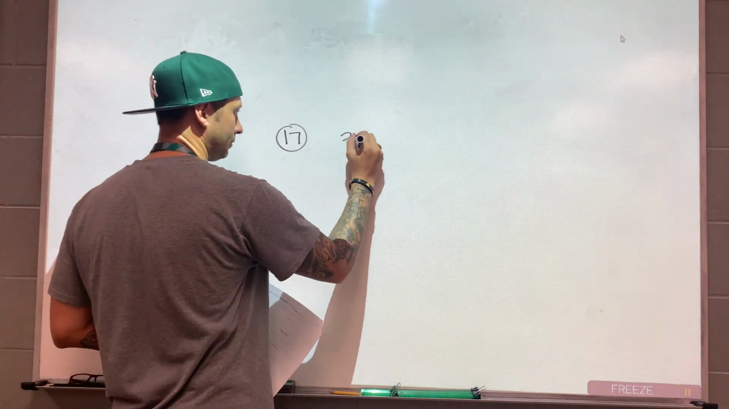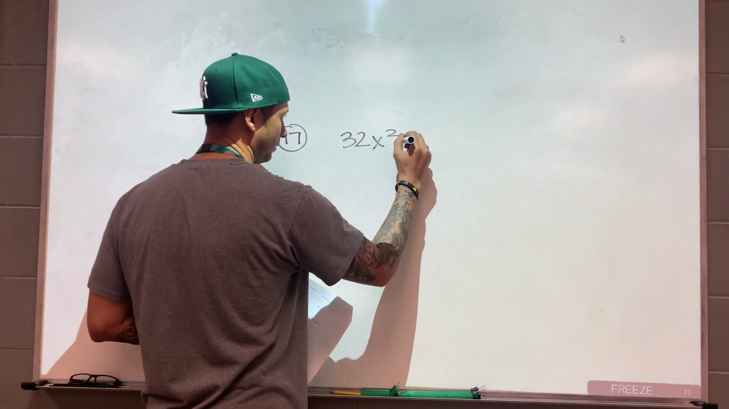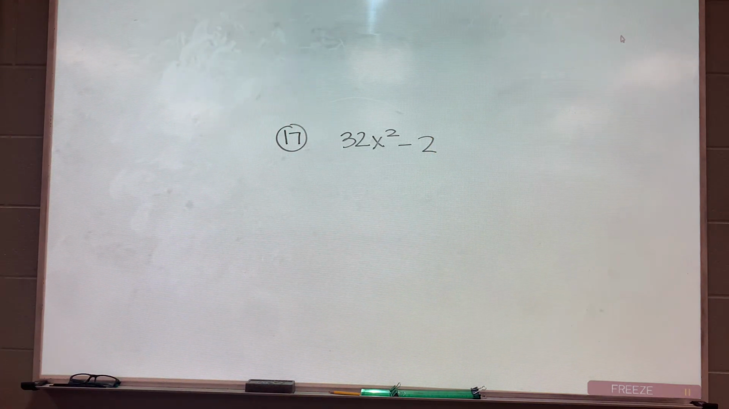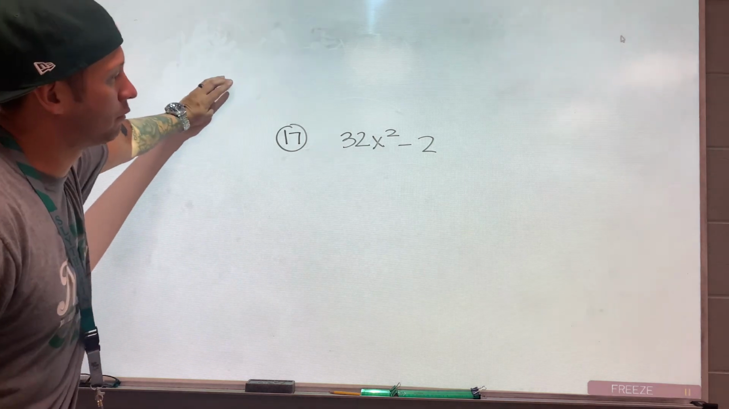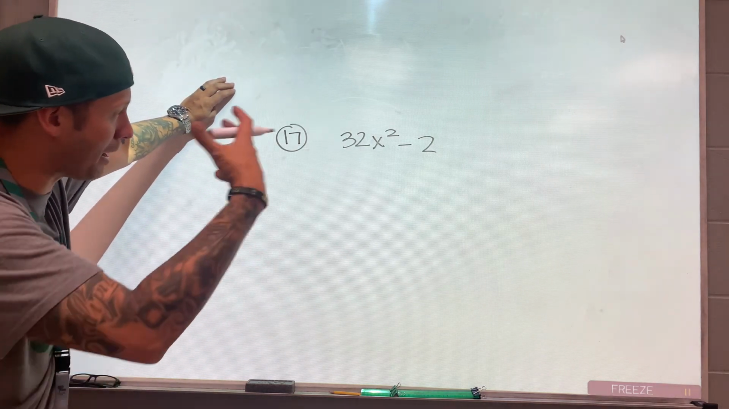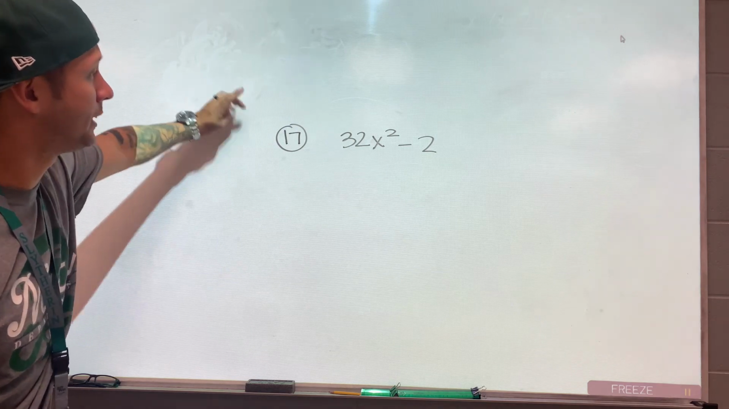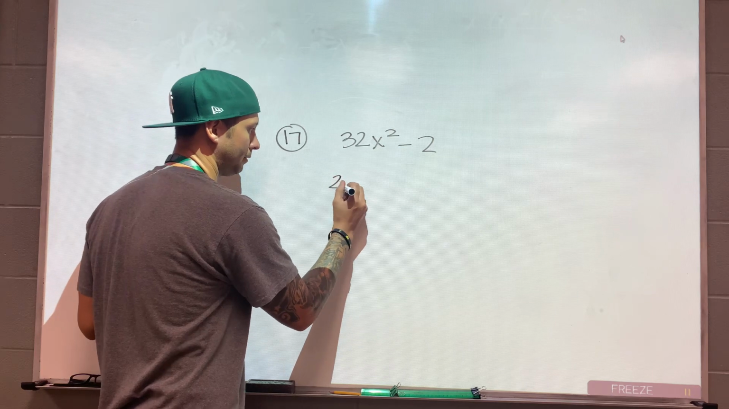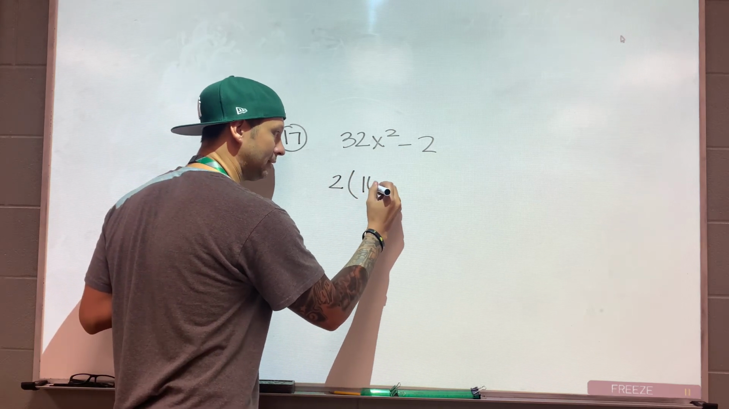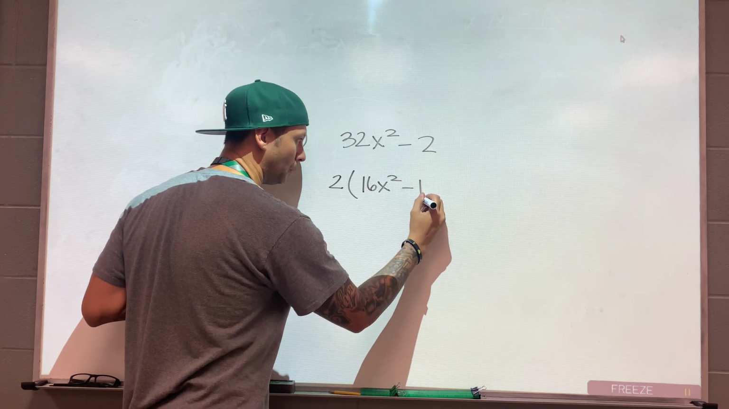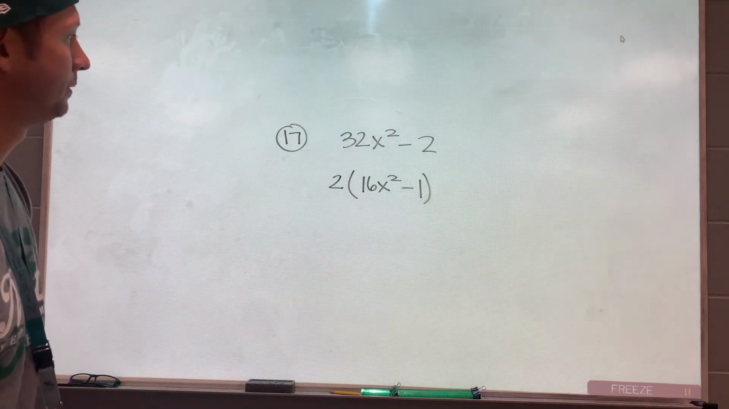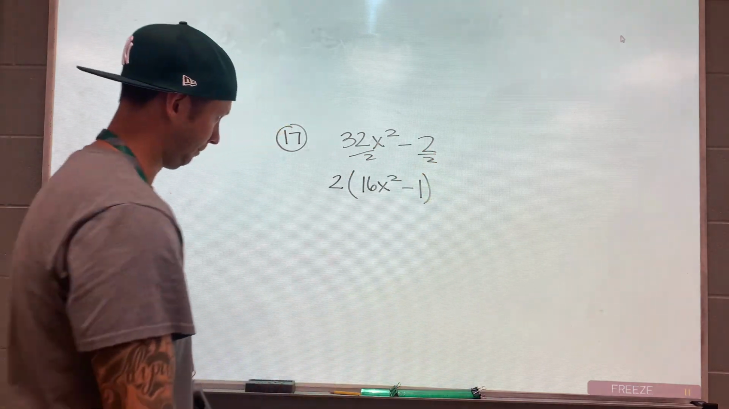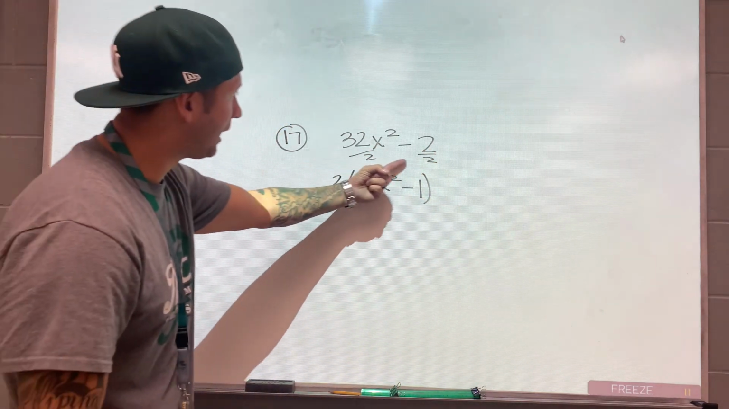32x squared minus 2. All right, 32x squared minus 2. It's a binomial, so right away I want to start thinking about difference of squares. Well, this isn't a perfect square, but they're both even, so let's pull out a 2. So it's going to be 16x squared, that's a perfect square, minus 1, 1's a perfect square. We're factoring out a 2 from everything. That's what's happening. Whatever number I pull out, that's the number that goes in front.